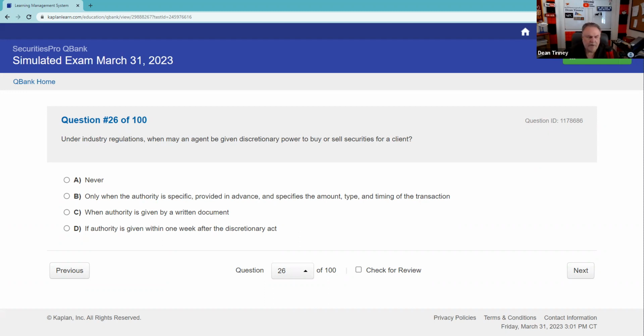All right. So under industry regulations, when may an agent be given discretionary power to buy or sell securities for a client?